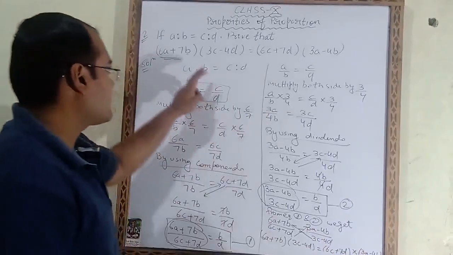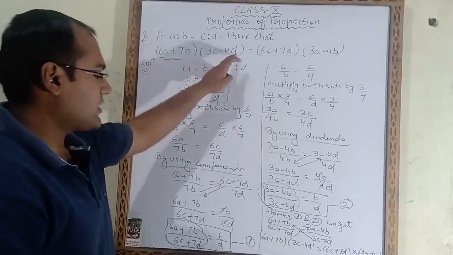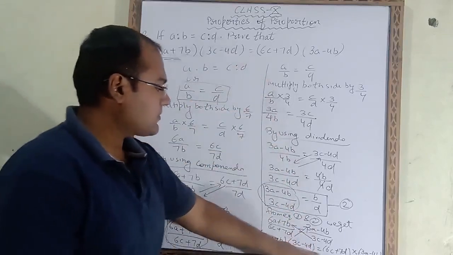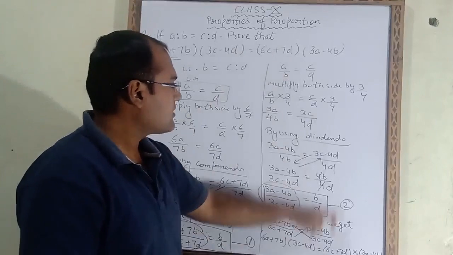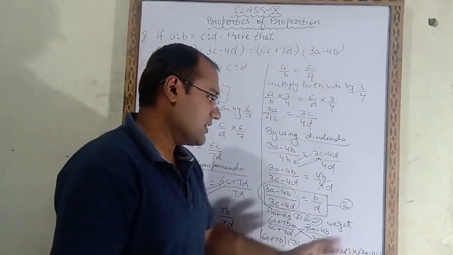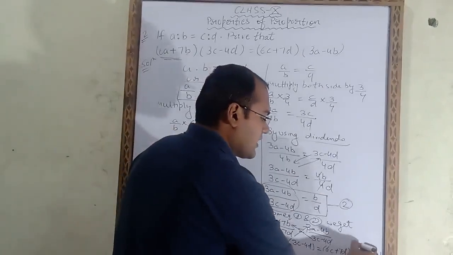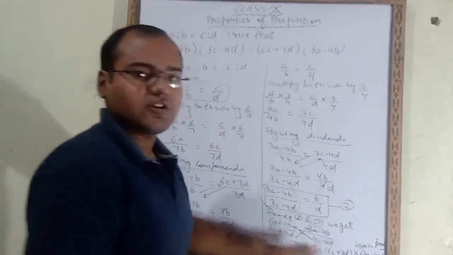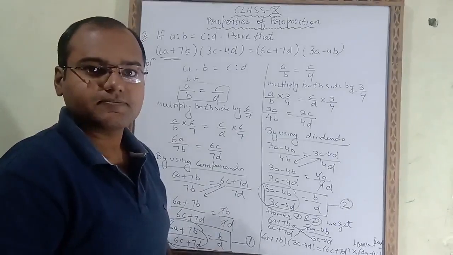Now you can check it. 6a plus 7b into 3c minus 4d is equal to 6c plus 7d into 3a minus 4b. Hence proved. At last we have to write hence proved. So like this you have to do such questions.